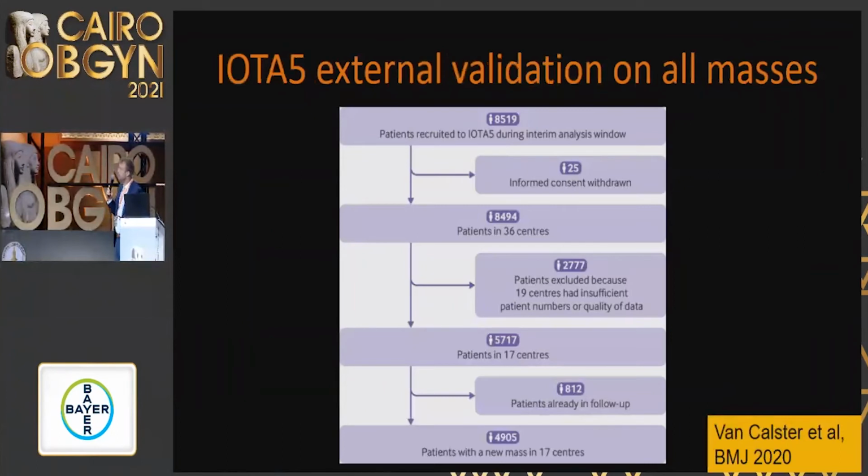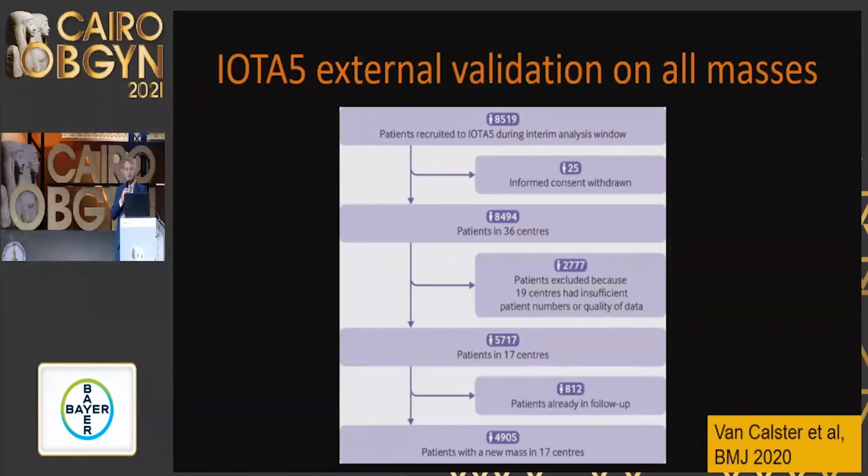Then we can also show you some results on the IOTA phase 5 data. It's a study from last year in the British Medical Journal. And as you know, we have collected patients that had surgery, so we had histology, but there were also patients in follow-up. So this IOTA phase 5 study is like the global population of patients with adnexal lesions, not only the very suspicious ones, but also patients that have benign-looking tumors.